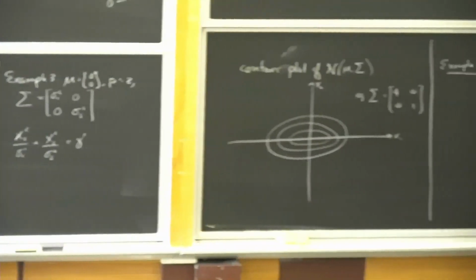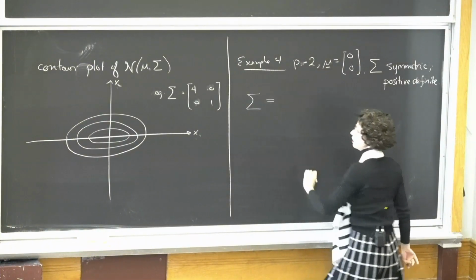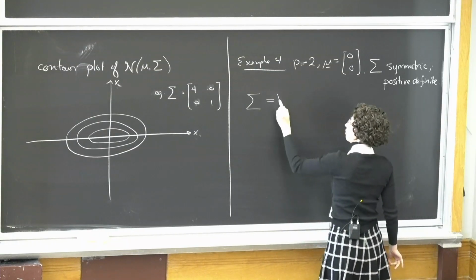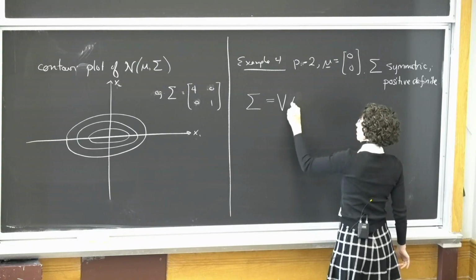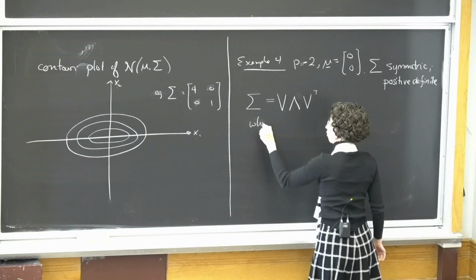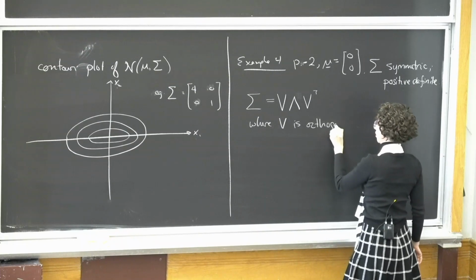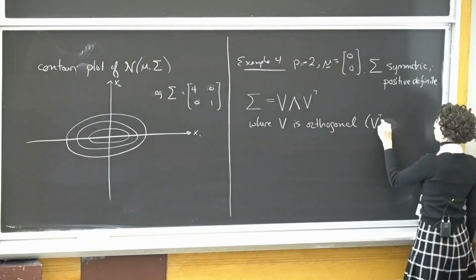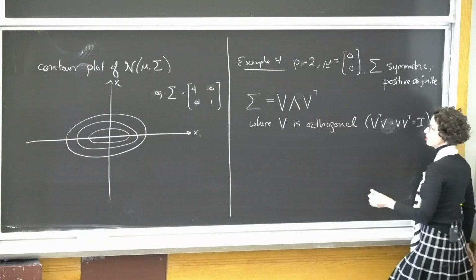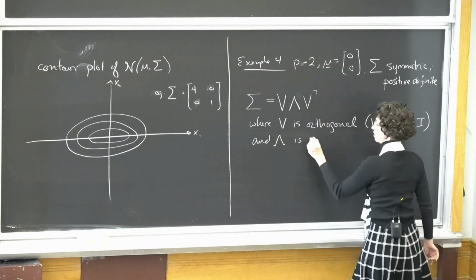As we talked about before, what this means is that we can actually compute the eigenvalue decomposition of sigma, and we can write it as V lambda V transpose, where V is orthogonal. Let's say V transpose V is equal to V V transpose is equal to an identity matrix, and lambda is diagonal.